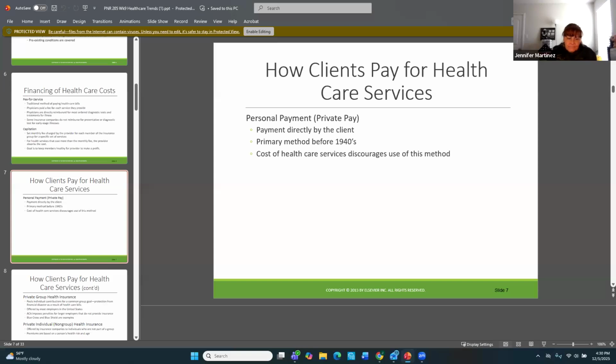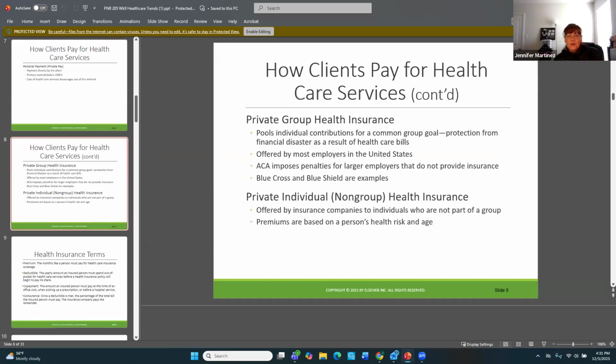Now, I don't even want to know how much it would cost to go to the doctor just to get a strep test. But healthcare services, right? A lot of people can't afford just to pay for those services out of pocket. So that leads us to our health insurance. So we have private group health insurance. It pools the individual contributions for a common group goal. It's offered by most employers in the United States.